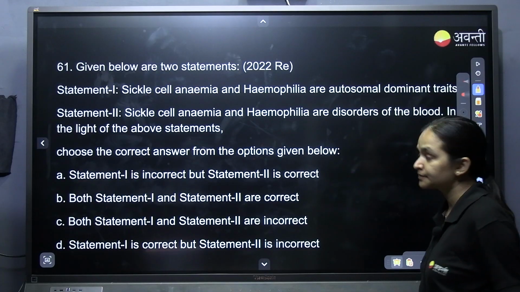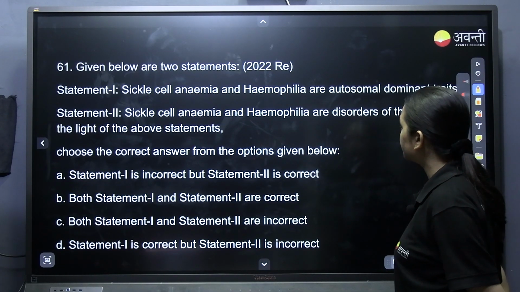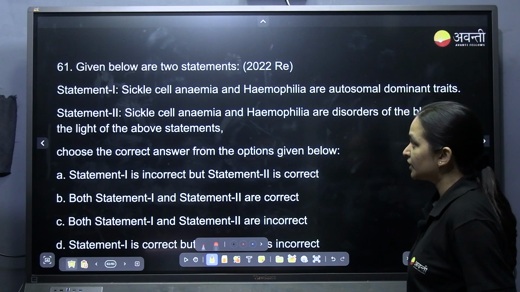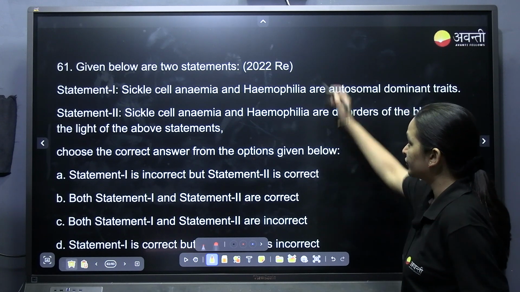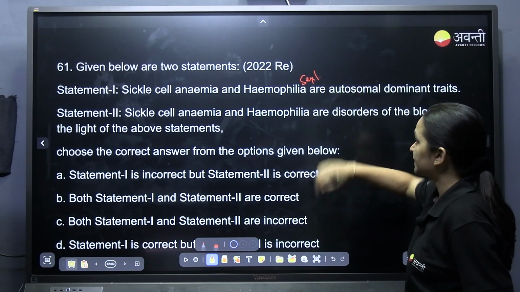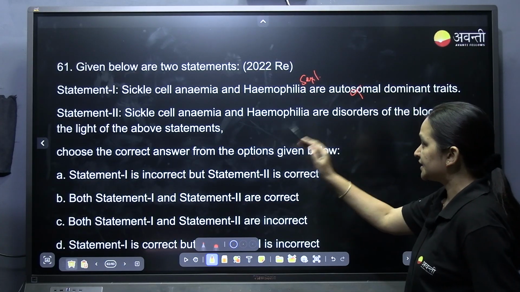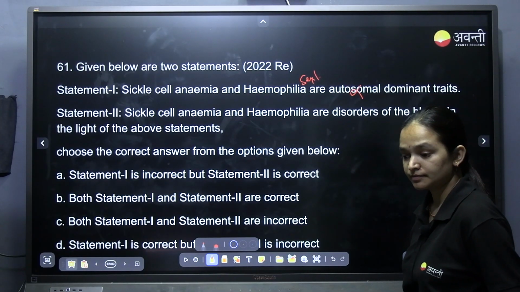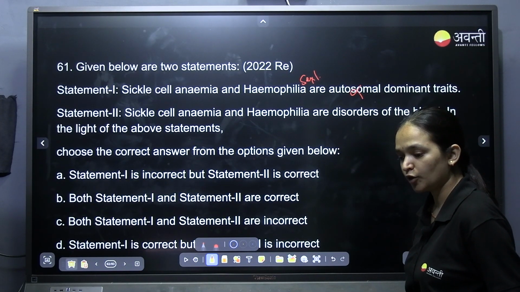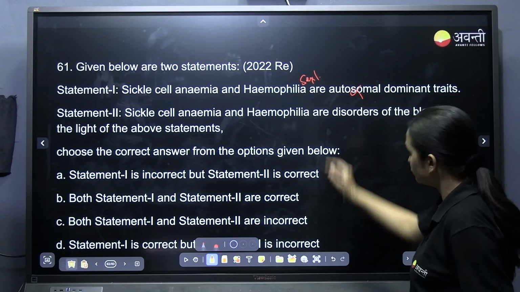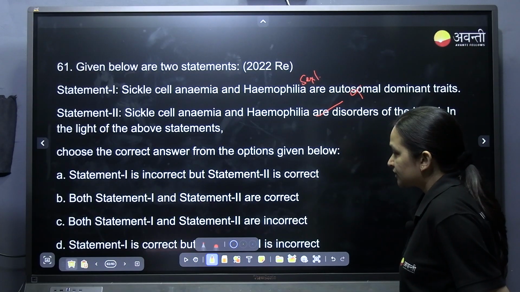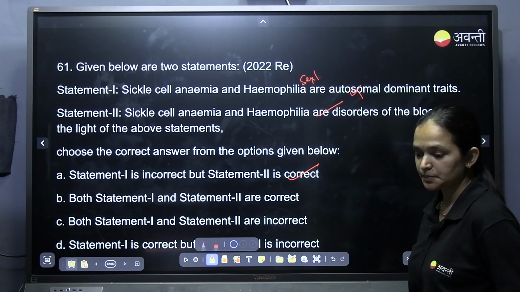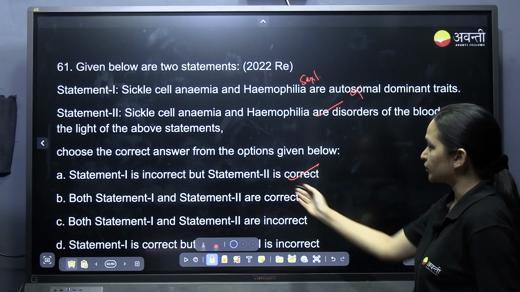Given below are two statements. Sickle cell anemia and hemophilia are autosomal dominant traits. Sickle cell anemia is autosomal. What about hemophilia? Hemophilia is sex-linked, which means statement 1 is wrong. Sickle cell anemia and hemophilia are disorders of the blood. True. Statement 1 is wrong, 2 is correct. So option A: statement 1 is incorrect, statement 2 is correct.